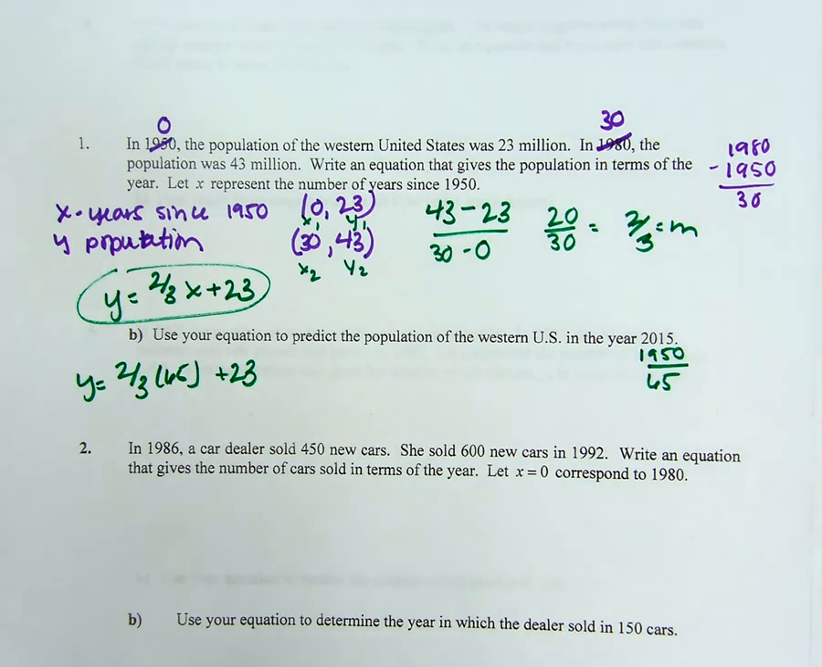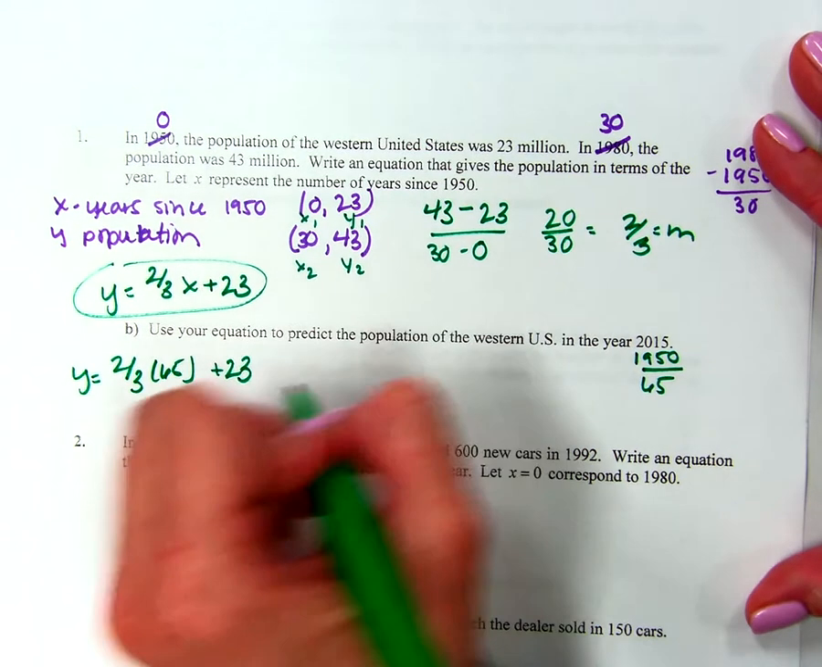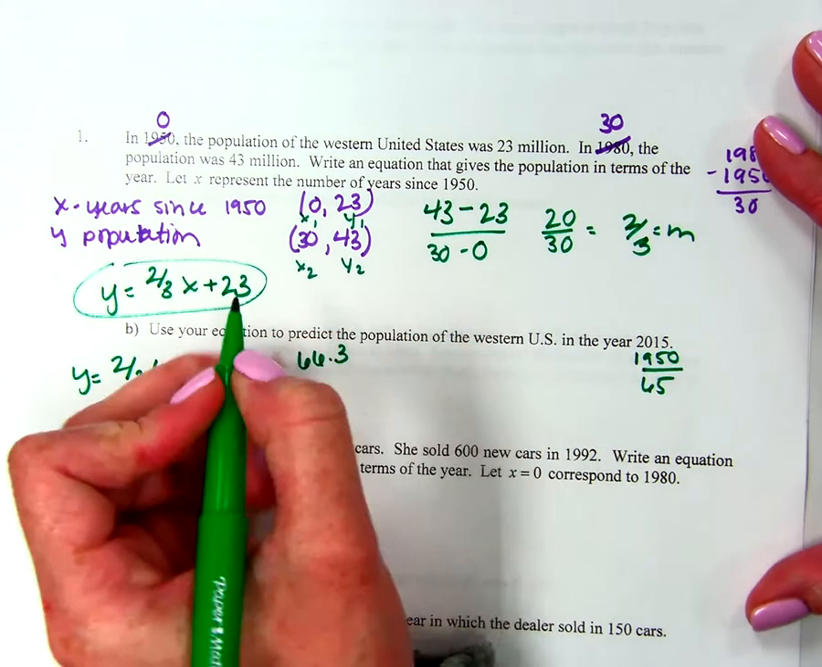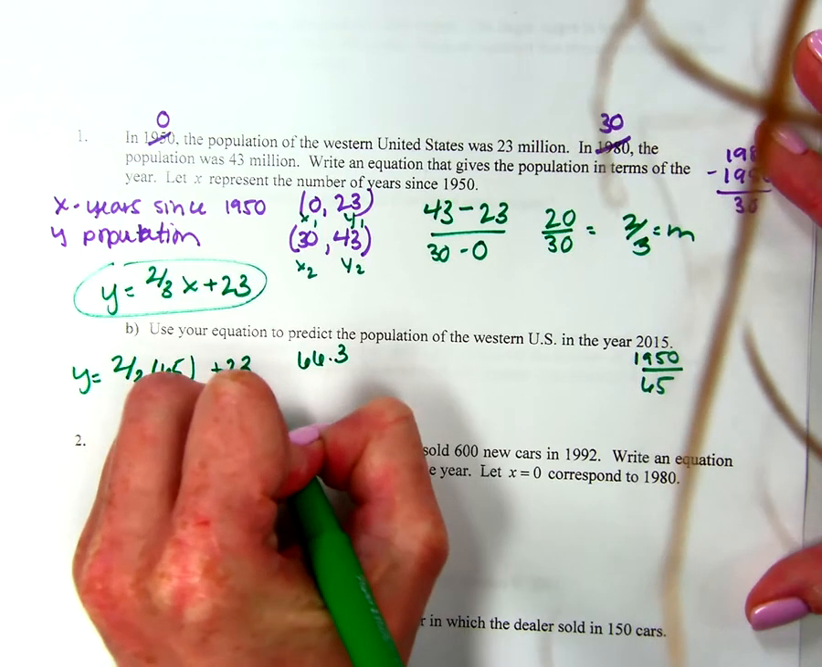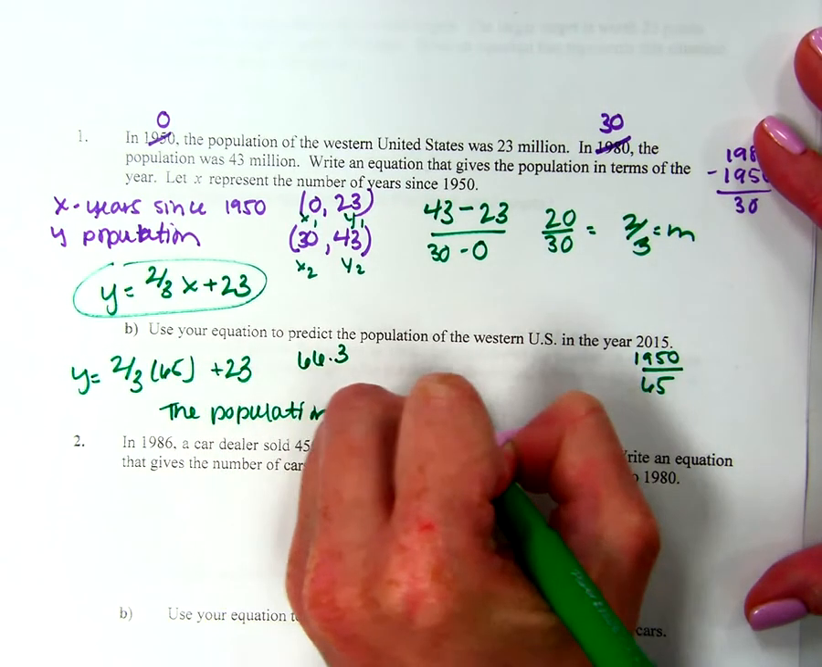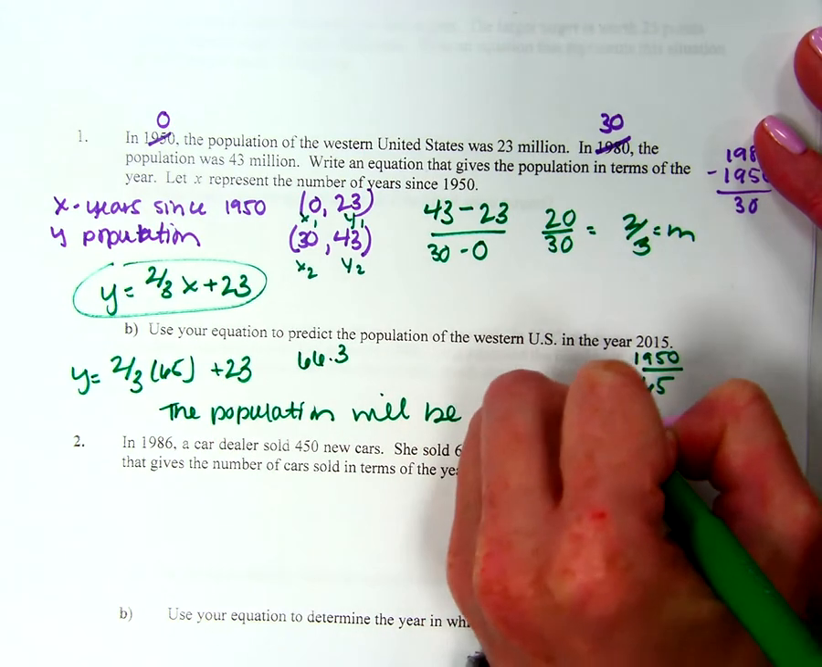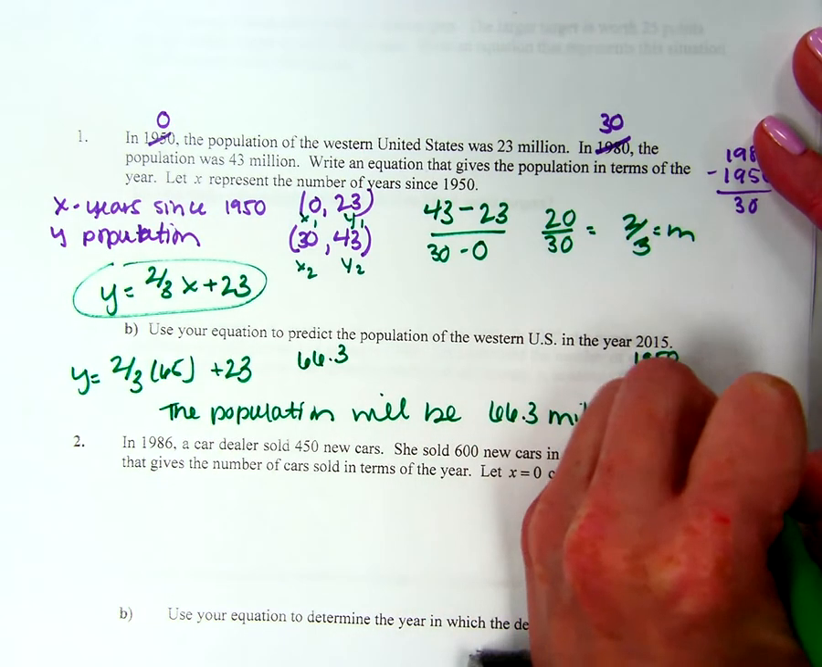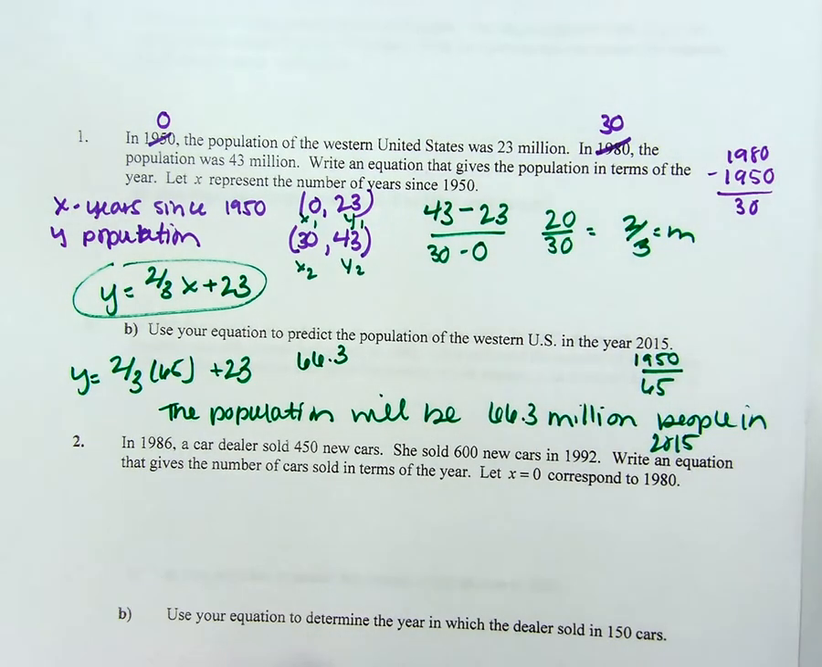And we're going to be looking at around 66.3 million. So we're going to just write our sentence. The population will be 66.3 million people in 2015. So let's look at number 2.